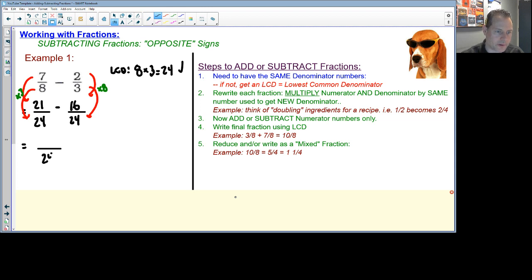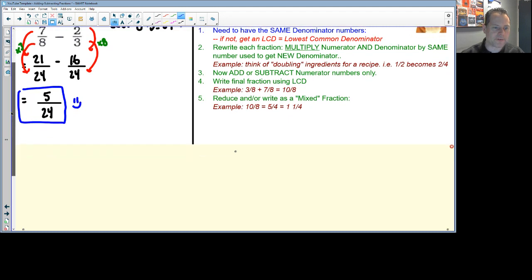And you'll see for this one here, we are now subtracting. We have 21 minus 16, and that gives us 5. So we have 5 over 24, that would be the final answer there. This is called a proper fraction. That means the number on the top is smaller than the number on the bottom. So we're done. We can't go any further. We also can't reduce this one down because there's not a number that divides evenly into 5 and 24. So that's it.